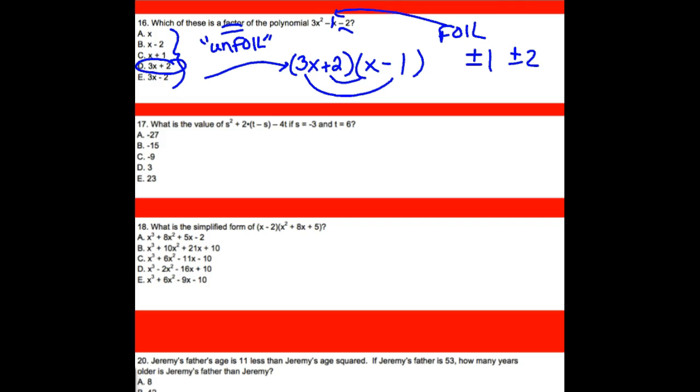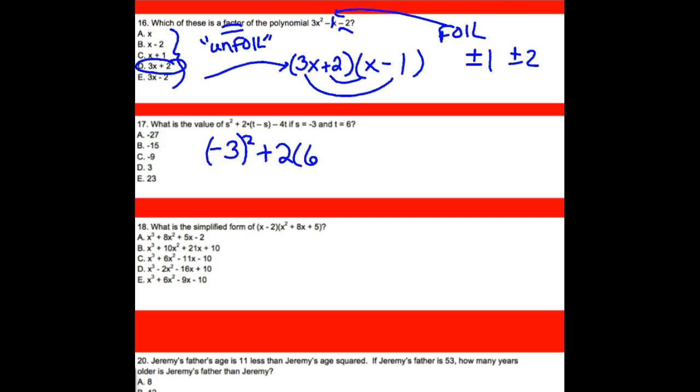3x plus 2 is a factor of that polynomial. Number 17, I wouldn't go to your calculator. A couple things. You're going to be slower, and you're going to run the risk of doing s squared like this. If you use your calculator, make sure you put parentheses around that negative number that's being squared, or your calculator will not do it correctly. Best to just do it by hand, I think.